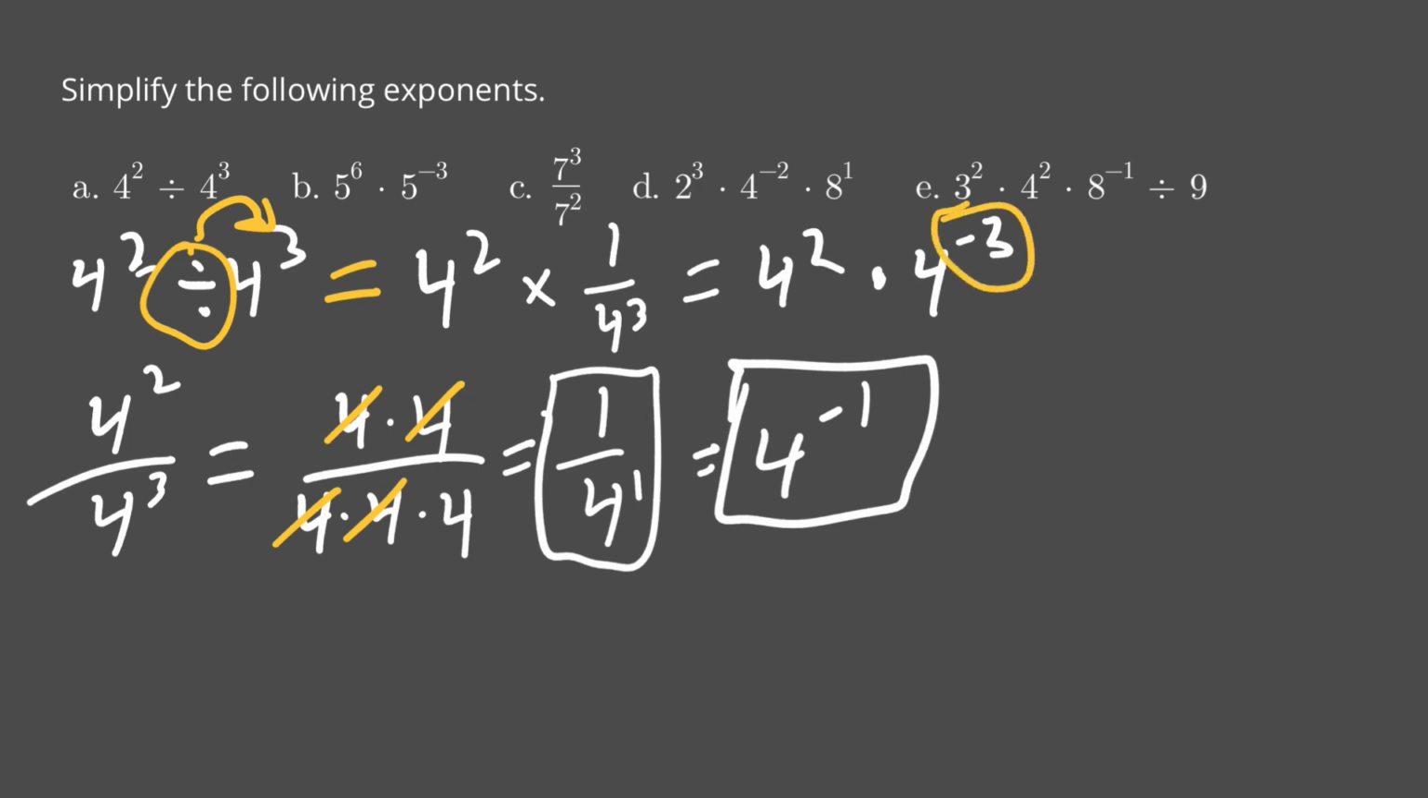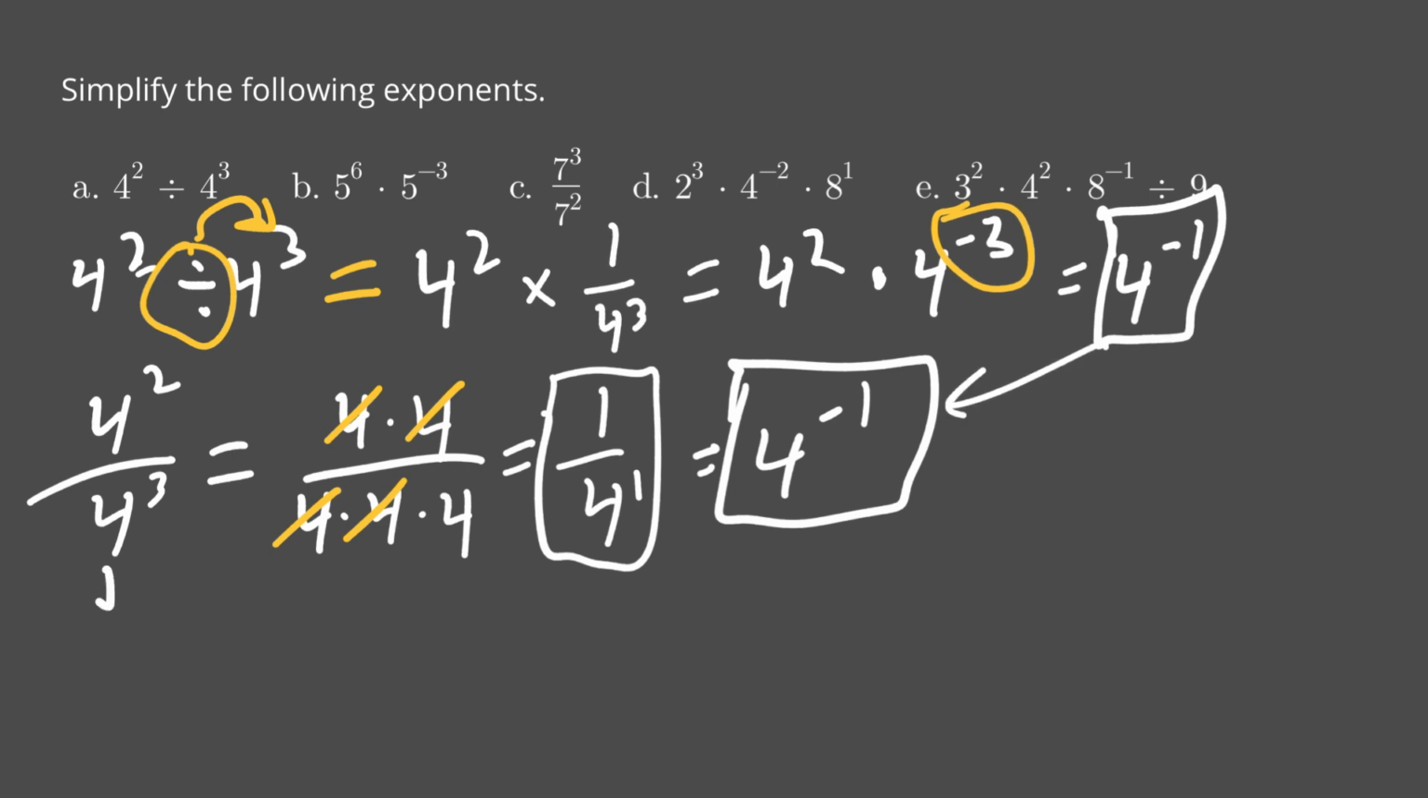Now we are simply multiplying numbers with exponents. So from our previous videos, we know we add the exponents. 2 plus a negative 3 is the same thing as 2 minus 3. So this gives us a final answer of 4 to the negative 1. Lo and behold, that matches the previous problem, or the previous example.